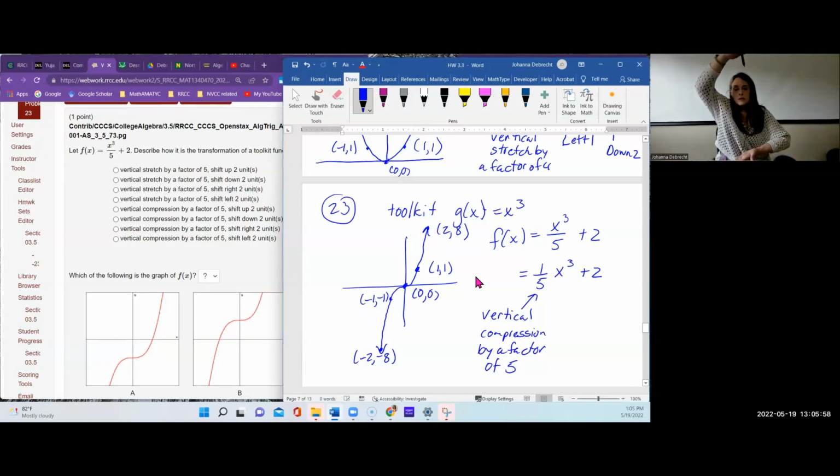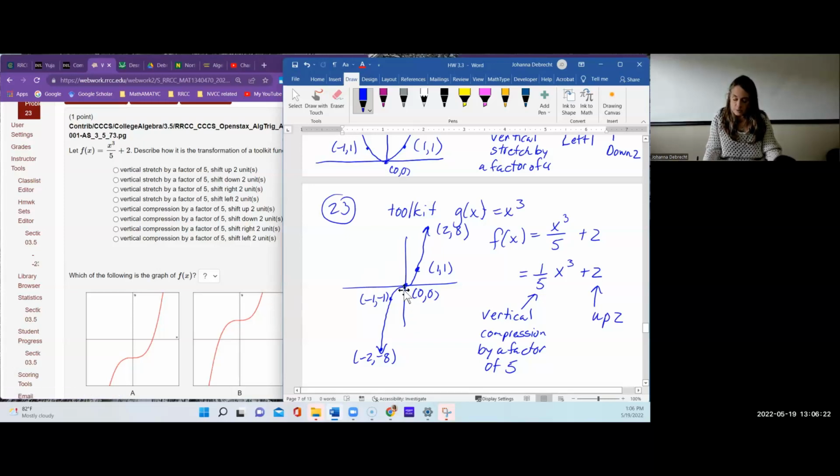It's taking the picture and squashing it this way. That would have the effect of stretching it out in the horizontal direction. There's nothing inside the cube, so it's not been shifted left or right. The plus 2 is outside, so it's also gone up 2. That means that each point has gone up 2, and then the y values were divided by 5.